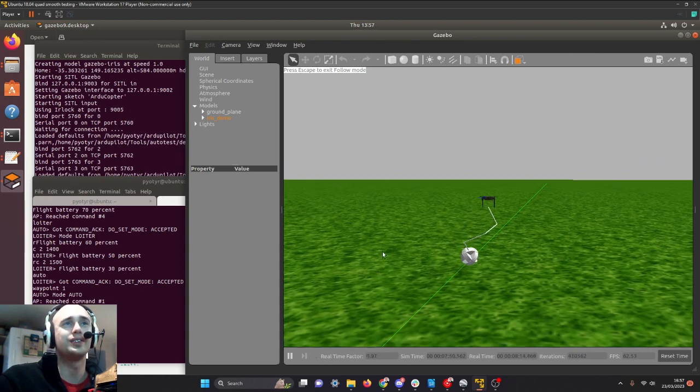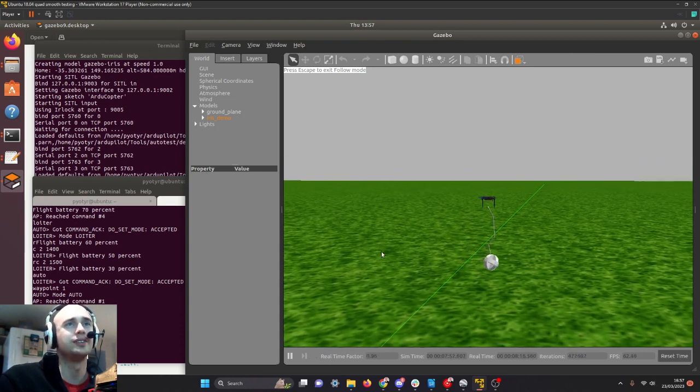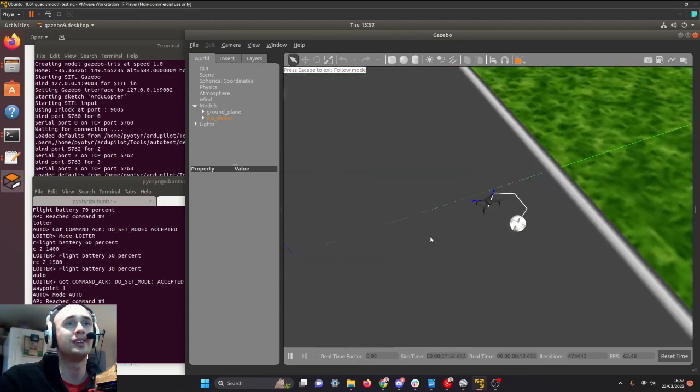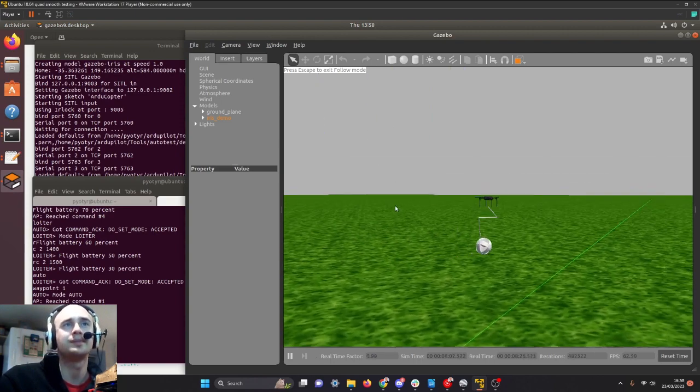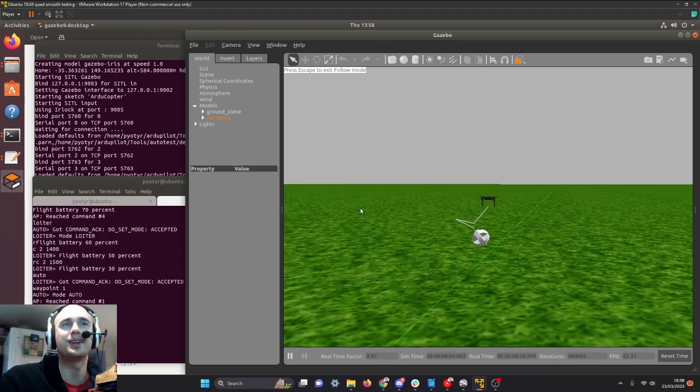So other than air resistance, there's no real friction here, so there's not much to slow it down. I also don't know how springy the rope is. I don't really think I set it to be springy at all. But yeah, that's simulating a payload.